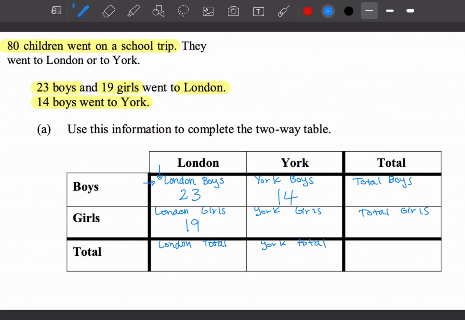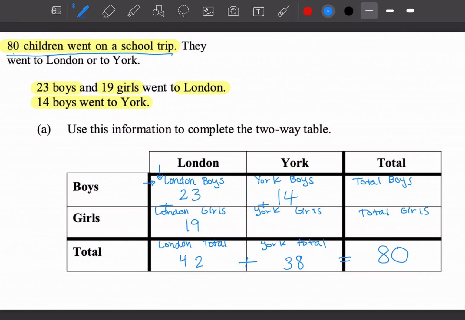So now what I can do is use the other information that I know to fill in my blank spaces. I know altogether that there were 80 children that went on this school trip, so both of my totals have to add up to 80. All right, the total amount of children that went on a school trip was 80. So now let's fill in some other information. Remember, 23 plus 19 would give me 42. And then I can think, 42 plus what number equals 80? Let's see, that would be 38.